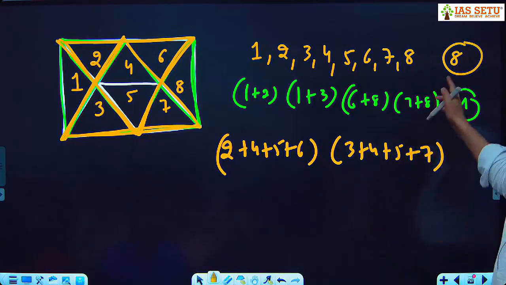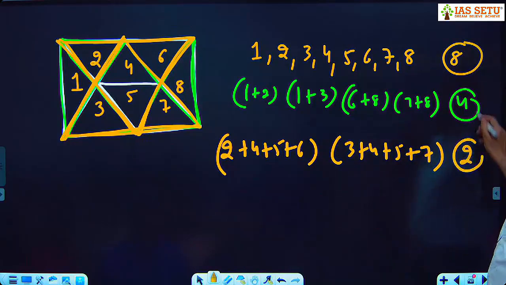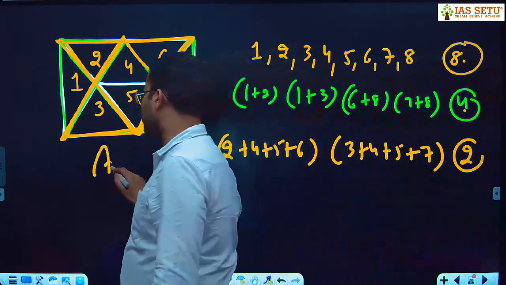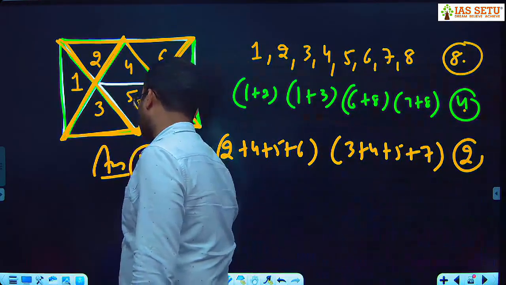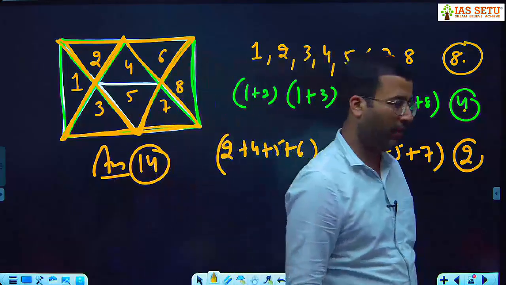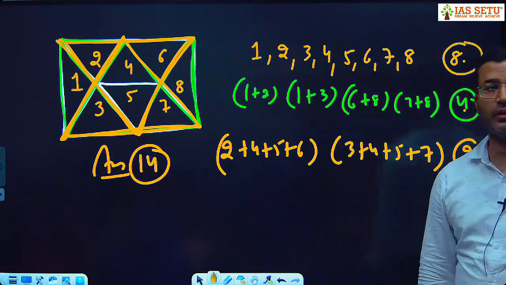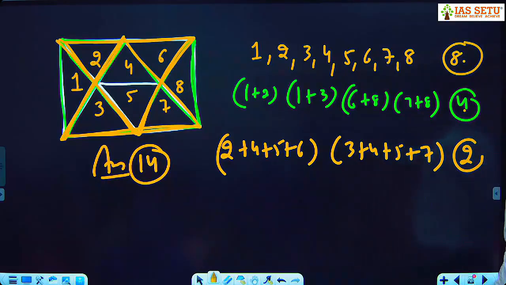No. So here how many triangles are there? Actually 8 plus 4, 12 plus 2, 14. So this given figure has 14 triangles. So this kind of formula we can apply in every figure, right? This is random. This is manual counting.